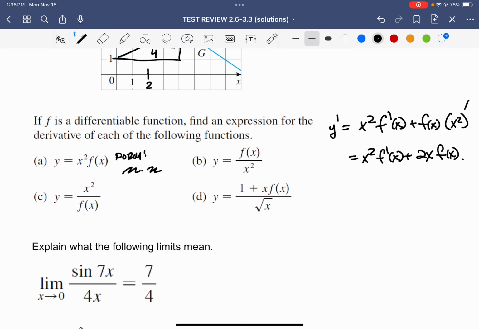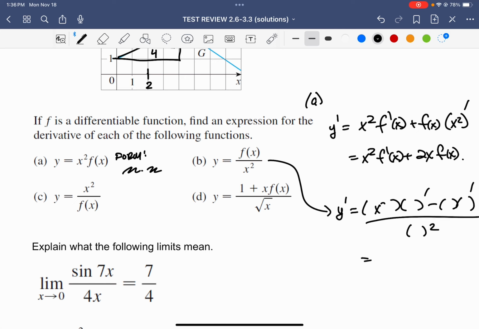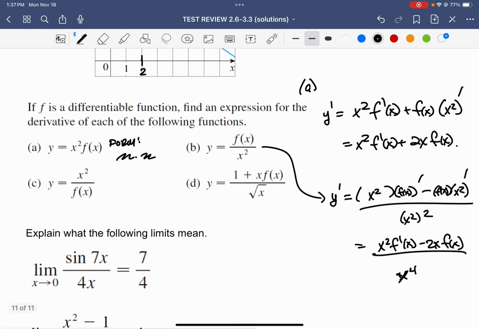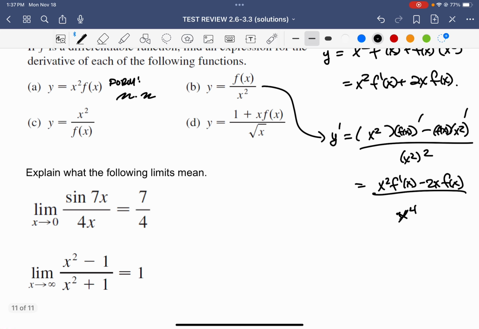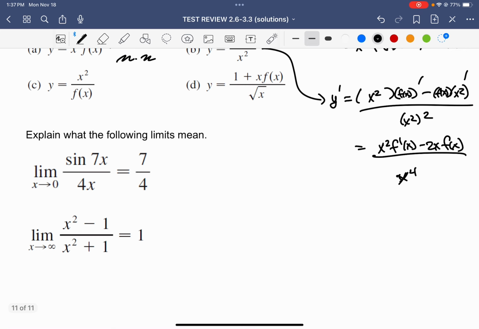And then I guess I would do B for you. For B, y prime is going to be low d high minus high d low over low squared. So it's going to be x squared f prime minus 2x f of x, all over x to the fourth. And you could just leave it like that. Cool. I'll let you do C and D.